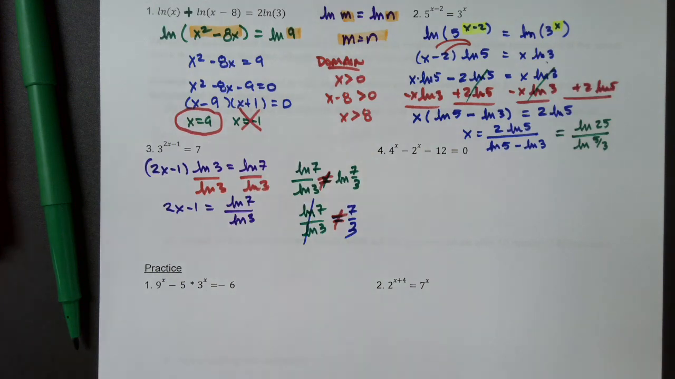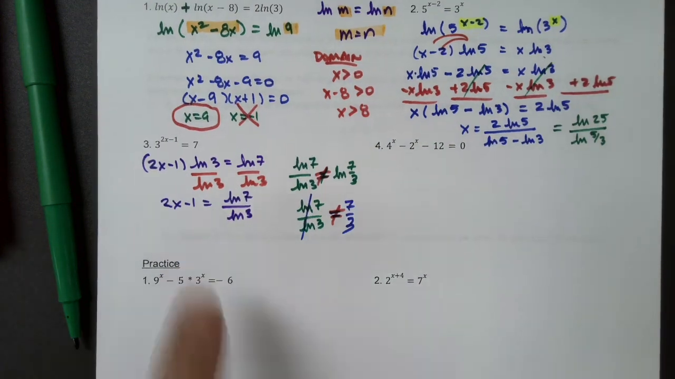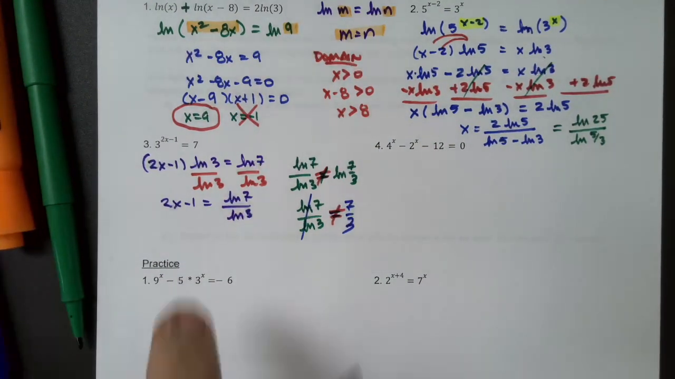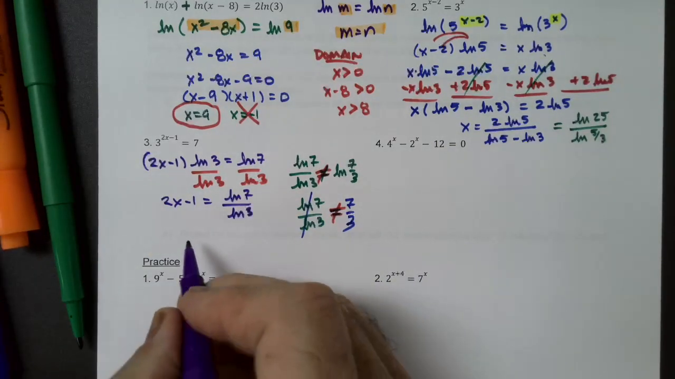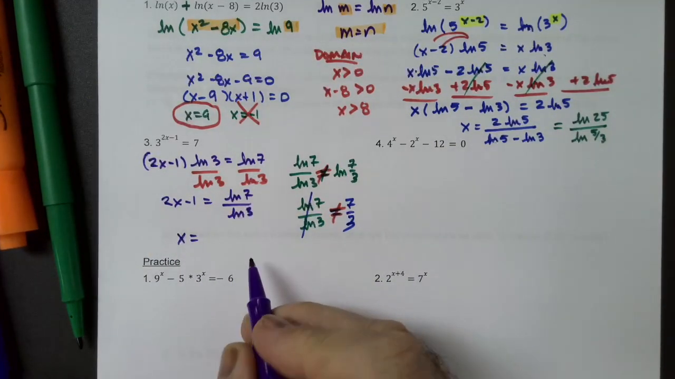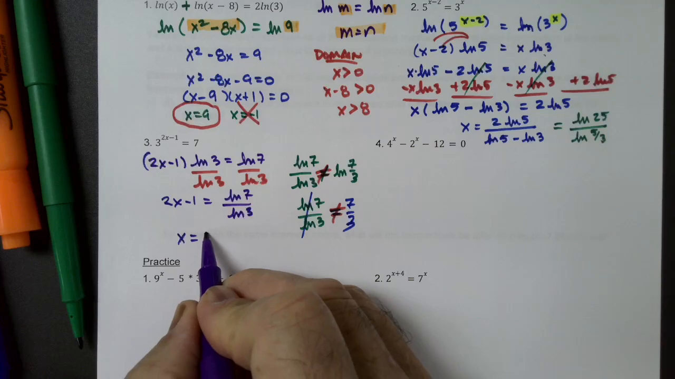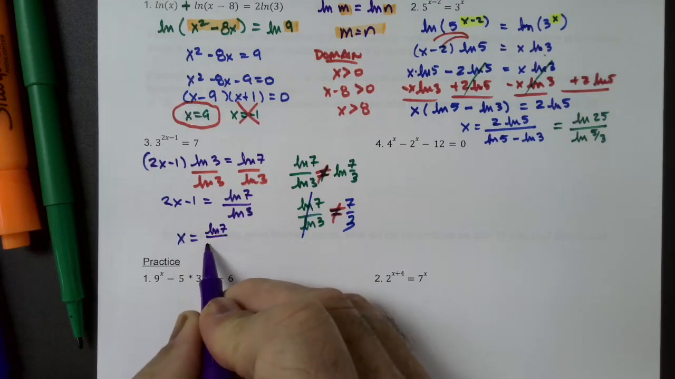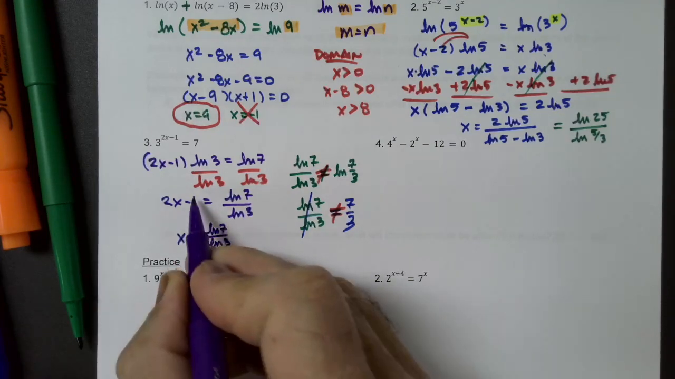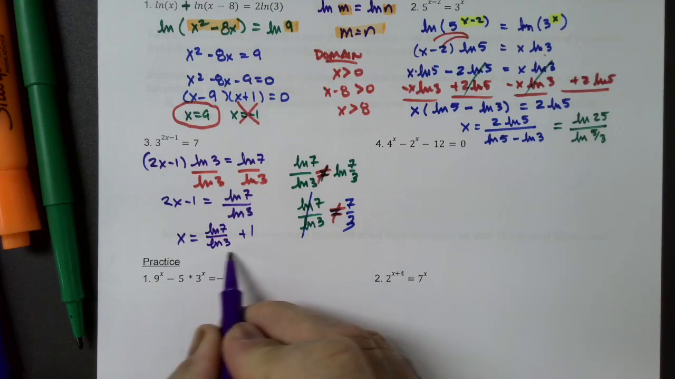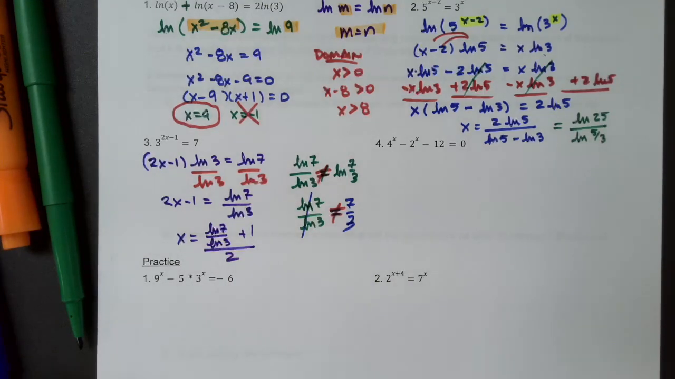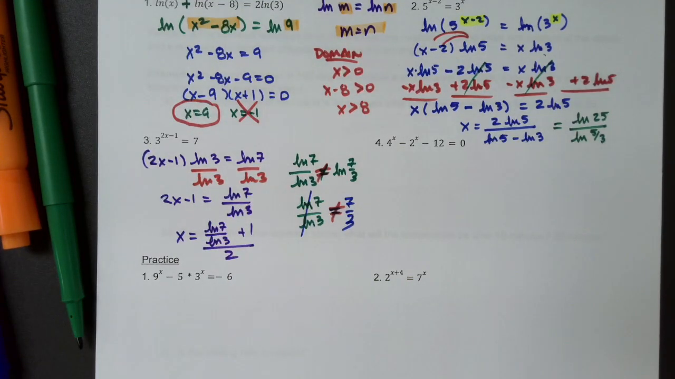Okay? But you can see our algebra steps would be add 1 to both sides and then divide by 2. So it gets a little bit cumbersome to write, but this will be the natural log of 7 divided by the natural log of 3. We added 1 to both sides, and then we divided by 2. So something like that. And that would be acceptable. Okay. All right, let's take a look at the next one.